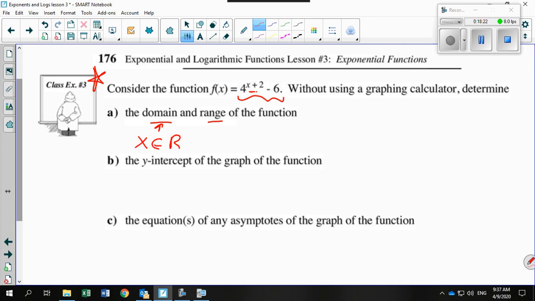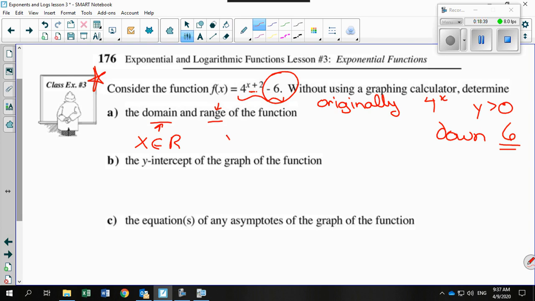But my range, originally, if it was just 4 to the power of x, it would have been y is greater than 0. But right here, I'm going down 6. So what's that going to do to my range? It's going to make my range y greater than -6, and not equal to, just greater than.